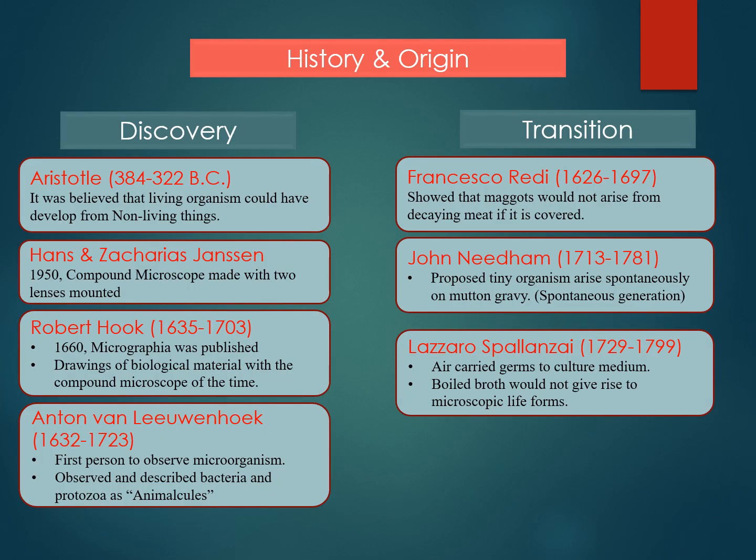Discovery first. Aristotle: it was believed that living organisms could develop from non-living things. Then in 1590, the compound microscope was made with two lenses mounted. Robert Hooke, 1660: Micrographia was published, with drawings of biological material made with the compound microscope of that time. Then Anton van Leeuwenhoek, the first person to observe microorganisms, observed and described bacteria and protozoa as animalcules.